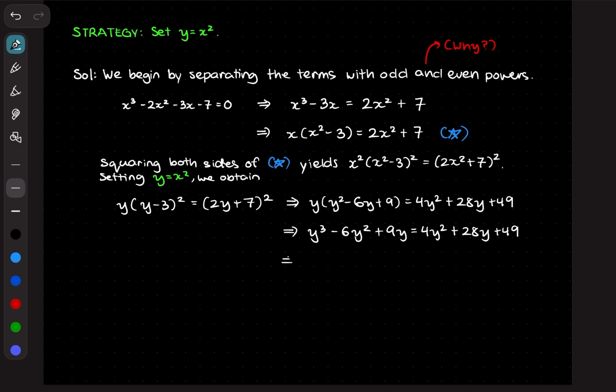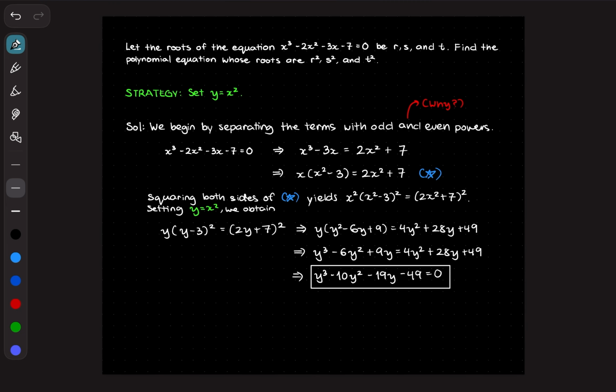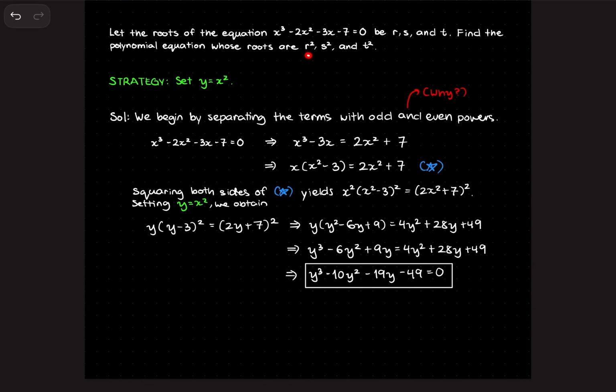And then from here, let's just combine the like terms. You can check that we'll obtain y cubed minus 10y squared minus 19y minus 49 equal to 0. And this will be our equation for this problem. So this is the equation that we are looking for. This is the equation that would have the roots r squared, s squared, and t squared, wherein r, s, and t are exactly the roots of the original equation.